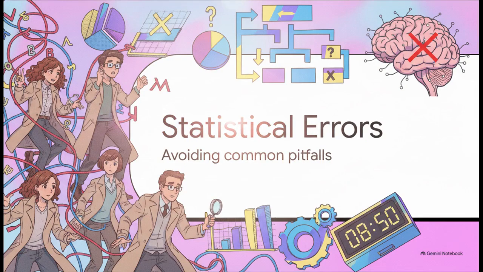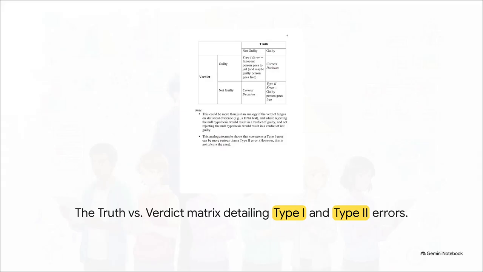Finally, let's wrap up with Section 5, avoiding statistical errors. The reality is, whenever you make a decision to reject or retain a null hypothesis, there is a chance you're just plain wrong. Our sources provide this excellent justice system analogy. Just take a look at the grid. If the null hypothesis is true, meaning the person is innocent, but our verdict is guilty, we commit a type 1 error. We reject a true null. We essentially send an innocent person to jail.